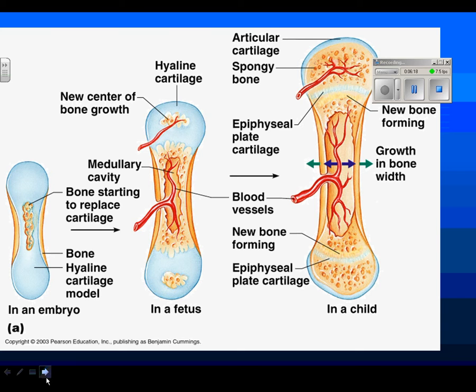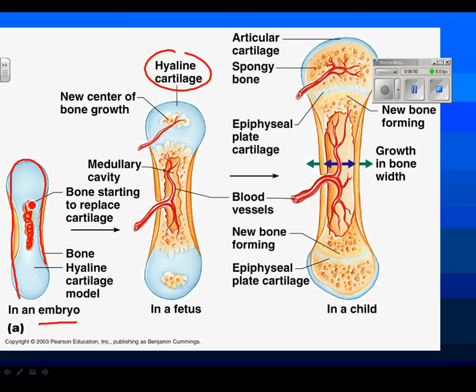So here's a picture from your textbook about bone growth. And what you need to understand is that bones grow from a model of hyaline cartilage. Okay, so we're talking about an embryo. So this baby or embryo is less than 3 months old, and the first thing you see in an arm bud, for example, is hyaline cartilage. And then in the middle of that is bone starting to be deposited and laid down and replacing cartilage.